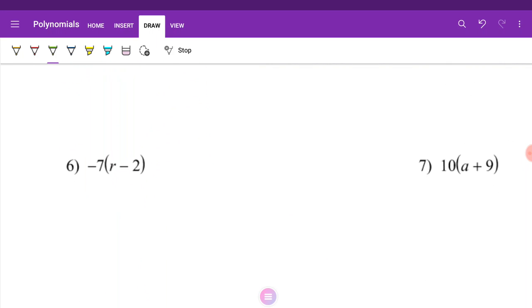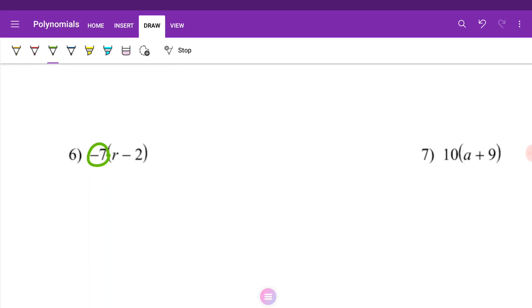And remember, if I'm going too fast for you, pause it, rewind it, all that jazz. So now we see parentheses. We remember that parentheses mean multiplication. We're going to multiply this negative 7 into both of those things. This is called distributing. So negative 7 times r is negative 7r. Negative 7 times a negative 2 is a positive 14.